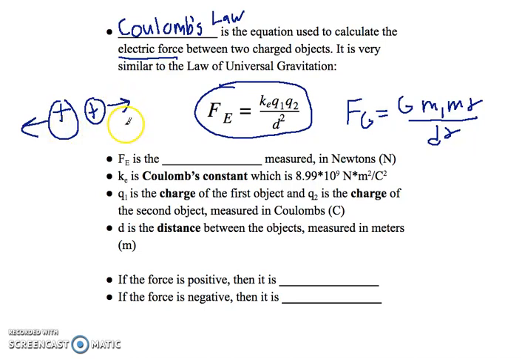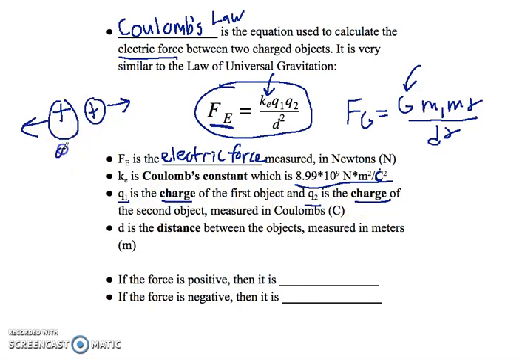Fe right here, like I said, is the electric force, and it's measured in newtons like every other force. Ke is Coulomb's constant, which is 8.99 times 10 to the 9th newtons times meters squared over coulombs squared. That's always the same number. It's never going to change, much like G from Newton's law of gravitation. Then we have the two charges, q1 and q2. Those are the charges of each object.